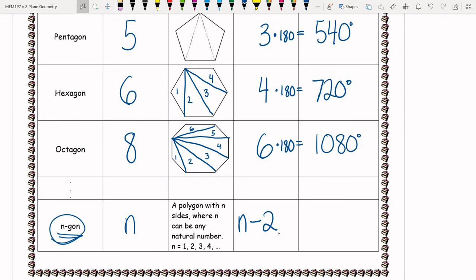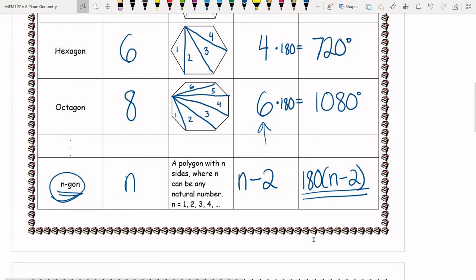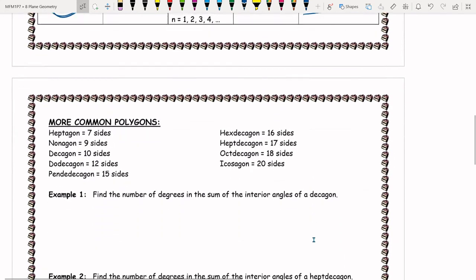Now, what did we do once we knew the number of triangles inside our polygon? We simply multiplied that by 180. And so here we have the formula that we are looking for. Using this formula, I can find the sum of the interior angles of any polygon. All right, so let's do one example, and then hopefully you'll be good to complete the rest of the handouts by yourself, and it shouldn't be too difficult from there.